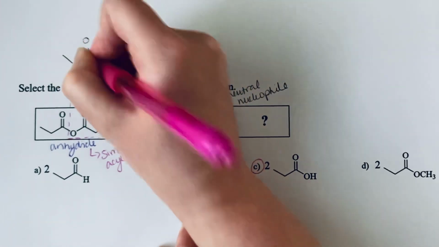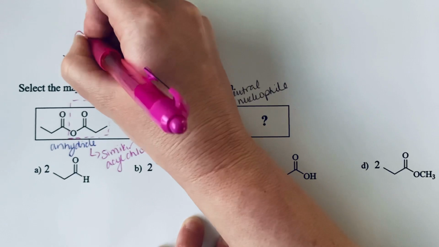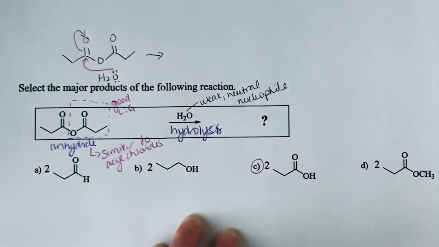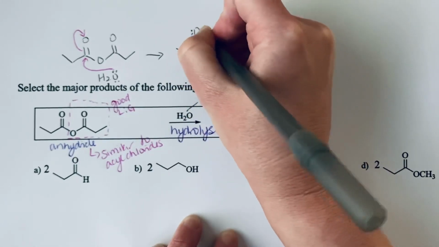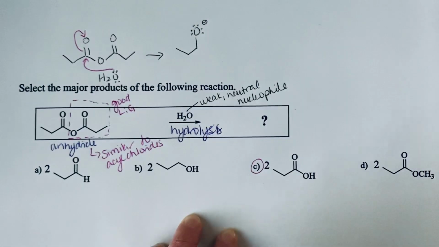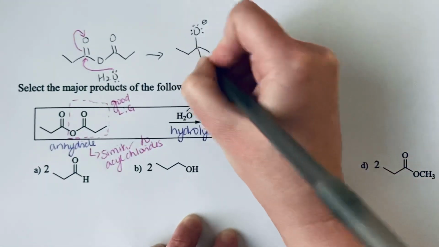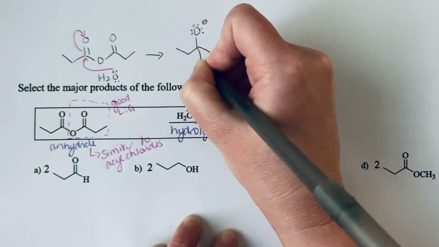So I'm just going to attack this one. What's going to happen first is this pi bond is going to break to put the lone pair of electrons onto that oxygen, giving us the tetrahedral intermediate. So we put an extra lone pair on that oxygen. It now has a negative charge. We have the rest of the anhydride still attached and the water molecule that we just used.